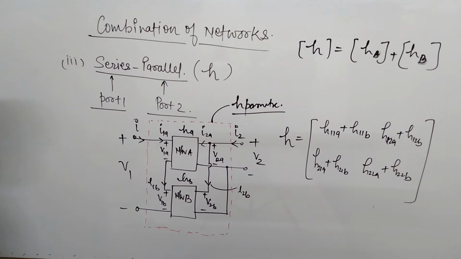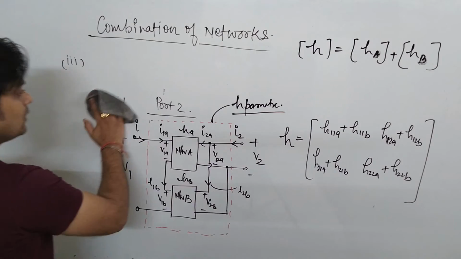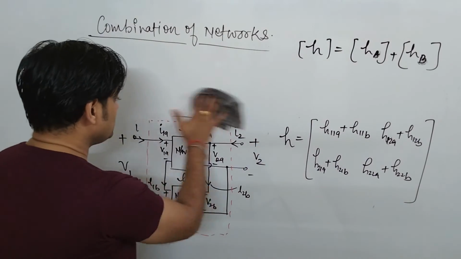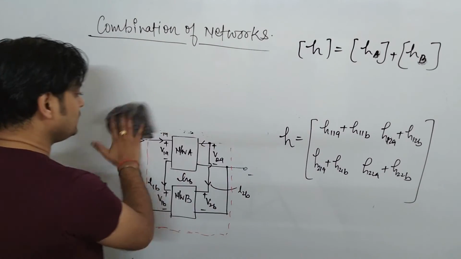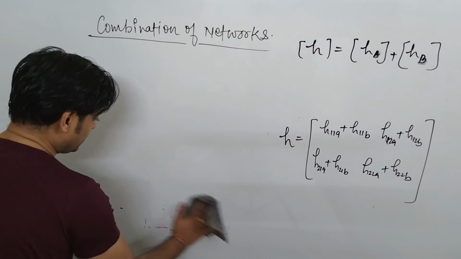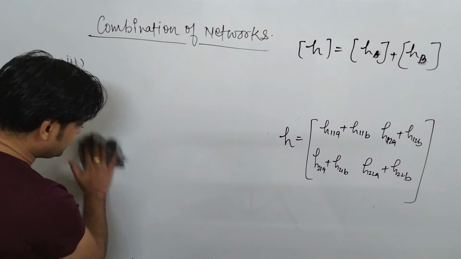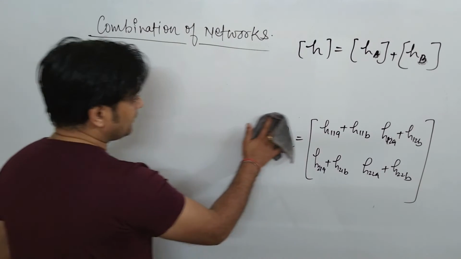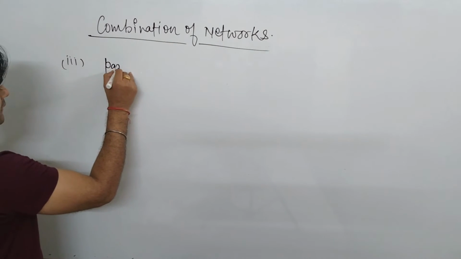Okay, now we go for parallel series. We have completed series parallel, now we go for the parallel series combination. The very important thing is to identify the connection of the network, how it is connected. That is the most important task. And once you understand, you can easily find the port parameters. Parallel series.